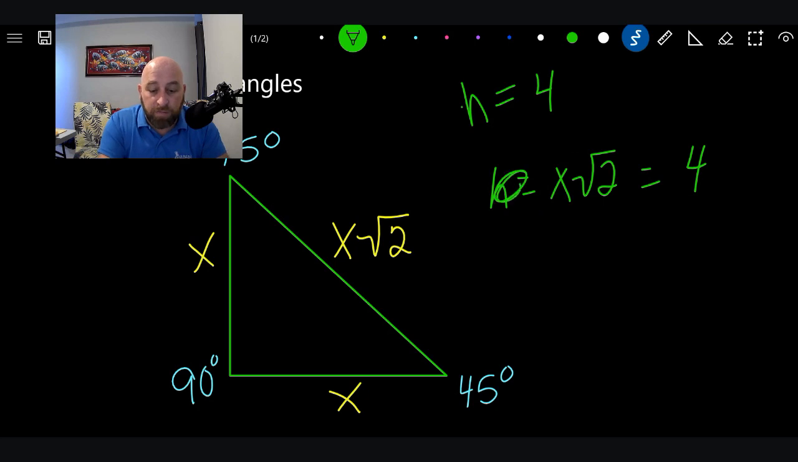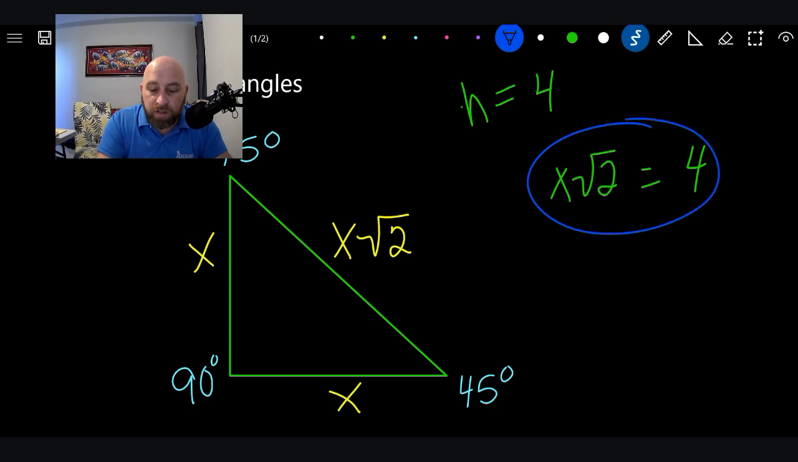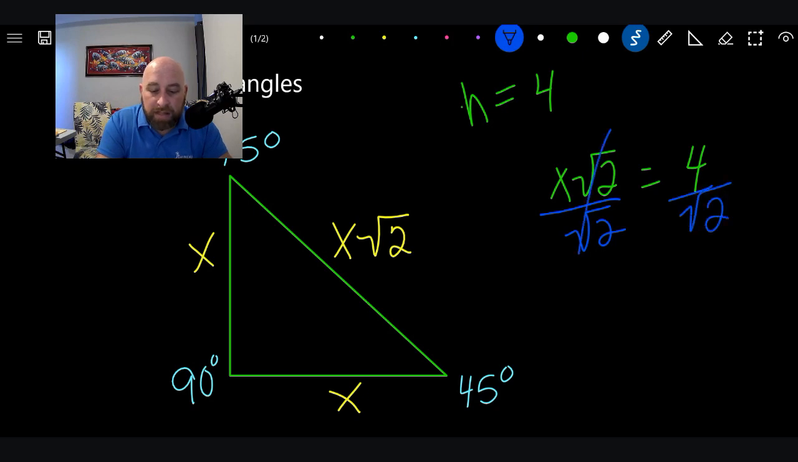Well, just solve for x. How do we do that? You divide both sides by the square root of 2. That's going to cancel that, and I'm going to get x equals 4 over the square root of 2. Now, the problem is that is not a good answer in algebra. What's wrong with that answer? That's right. We have a radical in the denominator, and we can't have that because that is an irrational denominator.